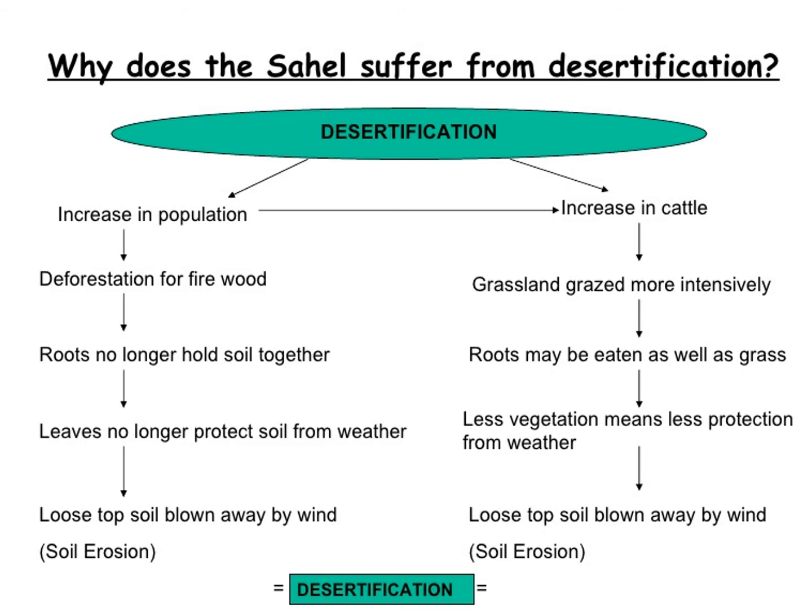Again, we can link that towards the increase in cattle and overgrazing. Grassland grazing becomes more intense. The roots may be eaten as well as the grass. Less vegetation means less protection from the weather. Similar to what happened with the firewood, loose topsoil is blown away by the wind, creating soil erosion, which leads to desertification. So just by looking at that flow diagram, we can see how it happens, just linking it back to the causes.